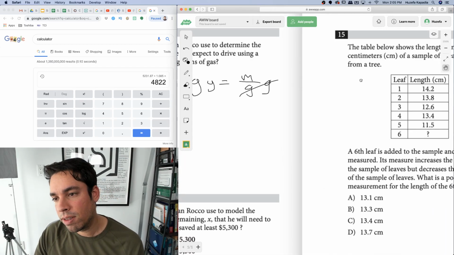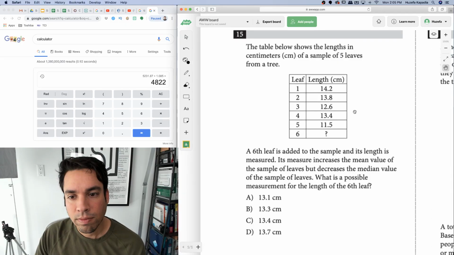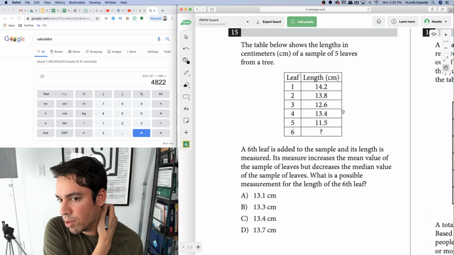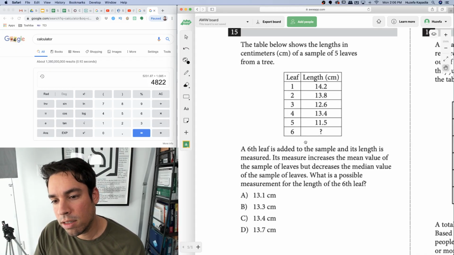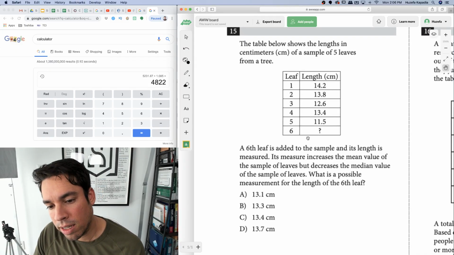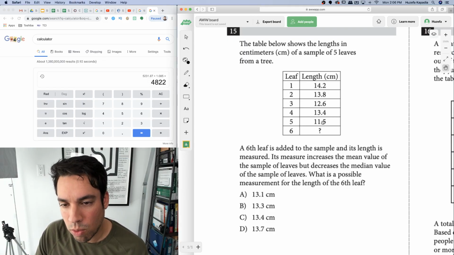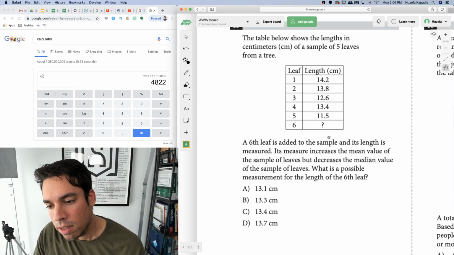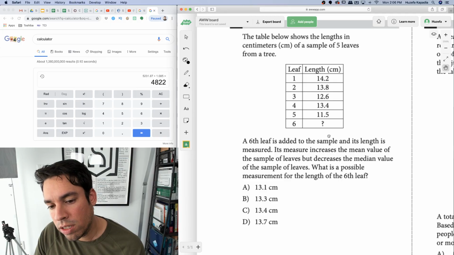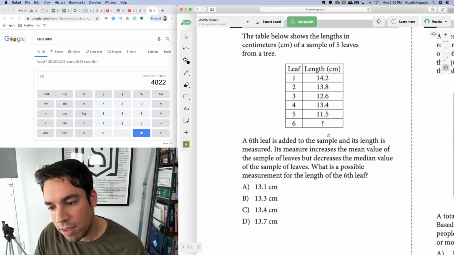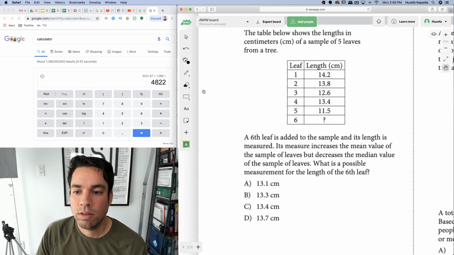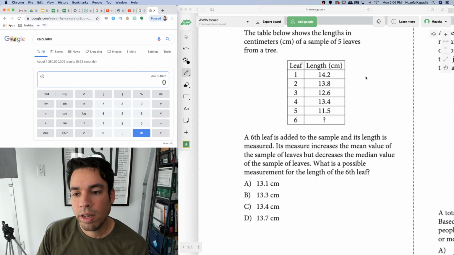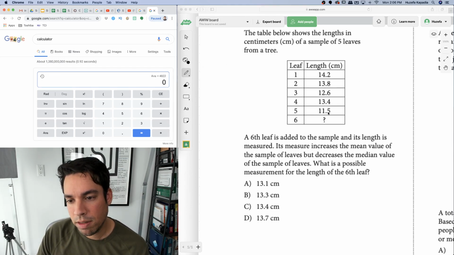Numero 15. The table below shows the lengths in centimeters of a sample of 5 leaves from a tree. A 6th leaf is added to the sample, and its length is measured. So we got length 14.2, 13.8, whatever, all these things. Its measure increases the mean value, but decreases the median. Interesting. That's rare. Okay, well, let's find the current median.